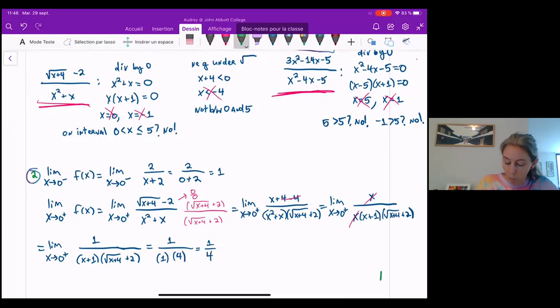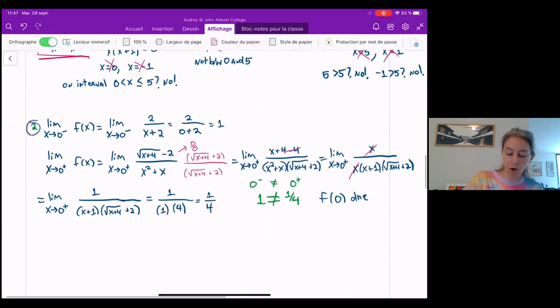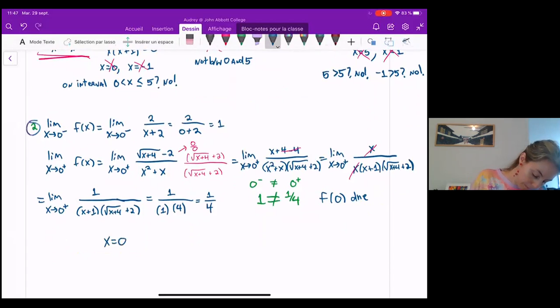Notice that 1 does not equal 1/4. So that's 0 from the left not equaling 0 from the right. It doesn't matter that f of 0 does not exist, because the left and right limits are not equal to each other, and therefore x equals 0 is a jump discontinuity. So that was my first breakpoint that I checked.